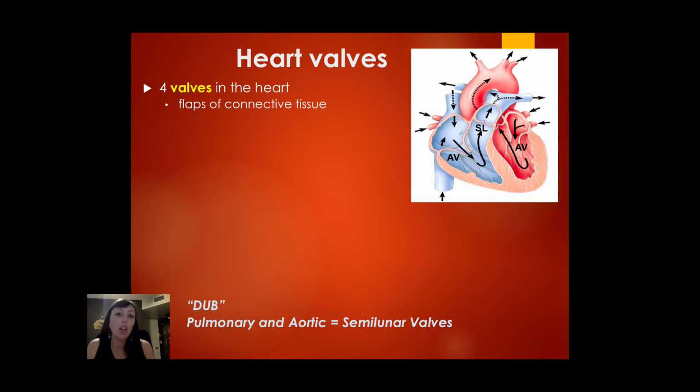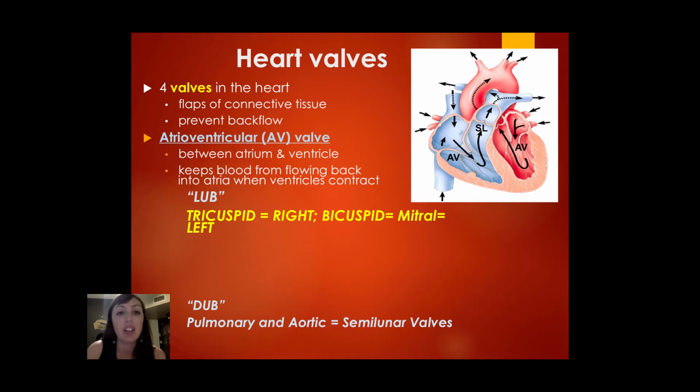Okay, so you have four valves in the heart. Okay, these are flaps of connective tissue and they prevent backflow. So the first is the atrioventricular valve, and this is between the atrium and the ventricle. This keeps blood from flowing back into the atria when the ventricles contract. And this is the lub sound, the first sound that you hear in your heartbeat.